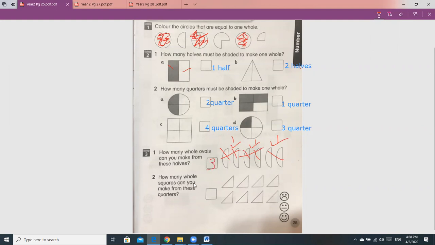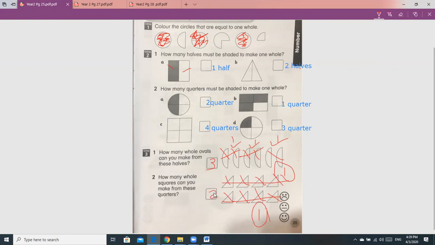Here, how many whole squares can you make from these quarters? I said, how many quarters do I need to make 1 whole? 4 quarters, excellent. So 1, 2, 3, 4 make 1. Another 1, 2, 3, 4 make 1. So how many do I make? 1, 2. I make 2 wholes because 4 quarters make 1.